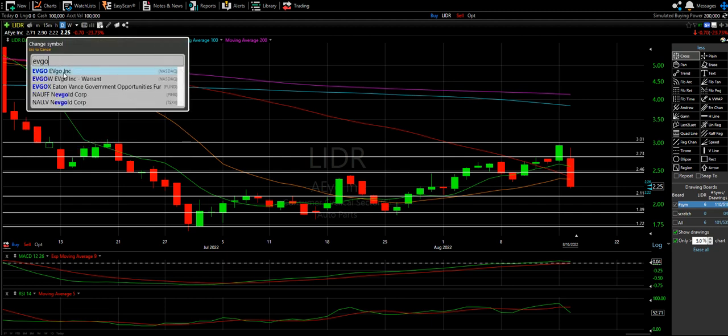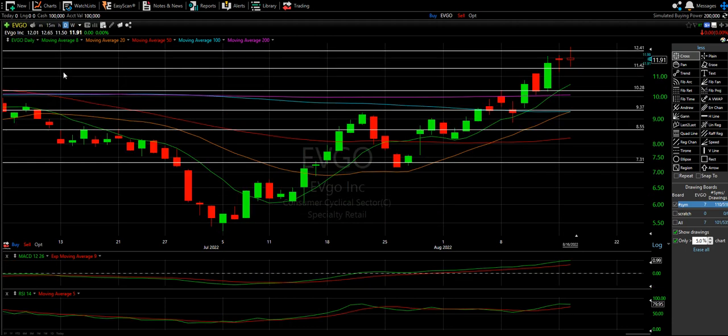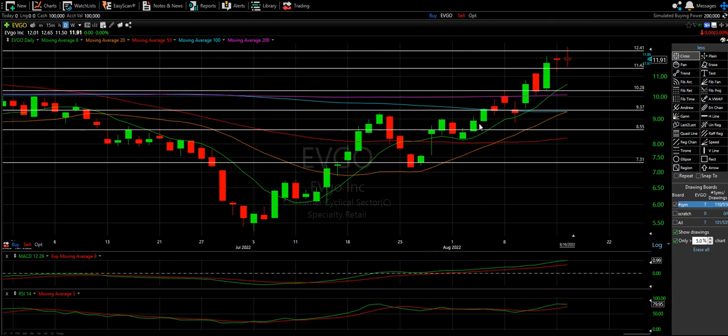EVGO. Ooh, EVGO is literally doing what we talked about, right? Riding this 8, man. There's nothing better than just a stock that can ride the 8 like that. So let me zoom out.